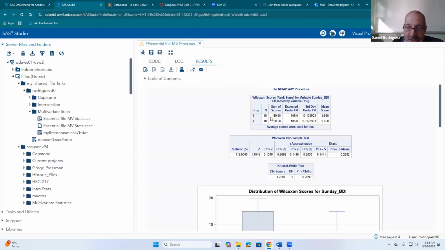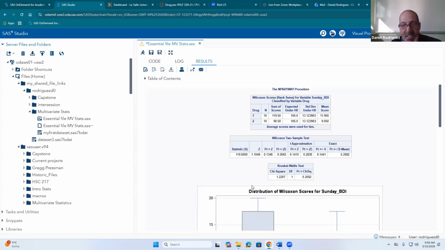So I have two groups. This is for Sunday. Group 1 is 119.5, and for group 2, these are the sums of the ranks, we have 90.5. I think this could be the mean ranking, actually. So here we have our ranking, it's 119. That's our first one. That's our test statistic W.